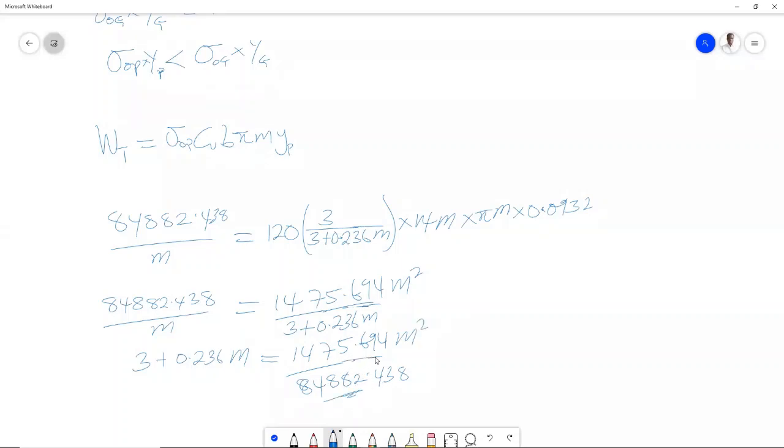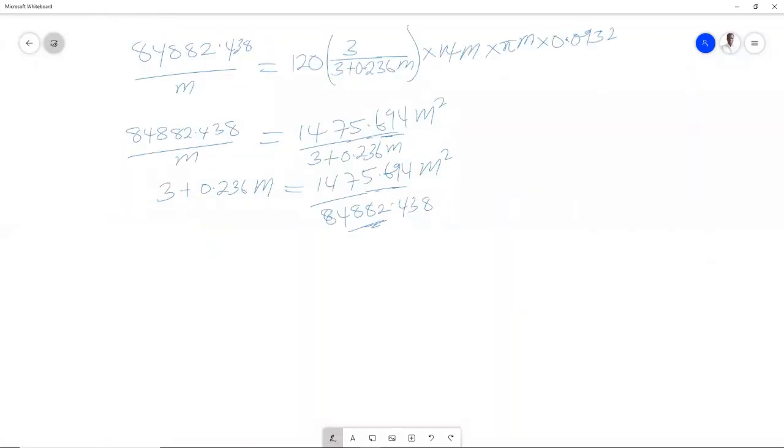This one, 1475.694 divided by 8482.438. Simplify that one, what do you get? And this one should be M cubed, because the M from here multiplied it divided by this. So you got 0.0174. Okay, so you have that M cubed.